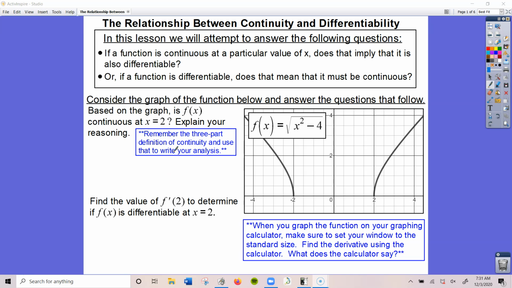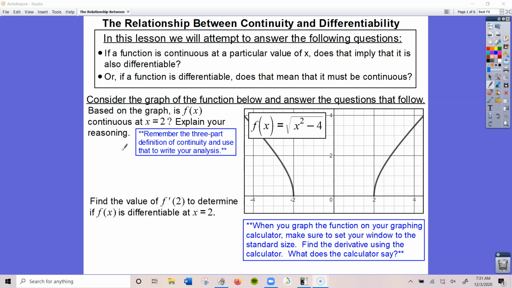So as a reminder, the three parts of continuity consist of: 1, the function is defined at a particular x value; 2, the limit exists at that particular x value; and 3, the function value and the limit value are the same. And that's how we would explain if a function is continuous.